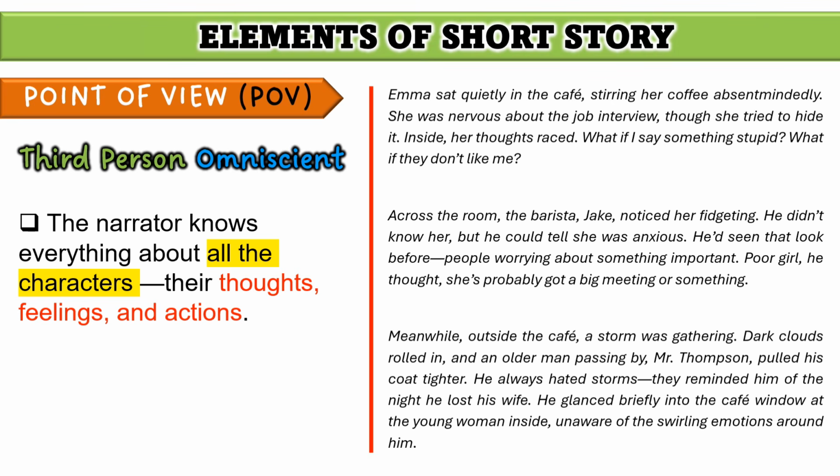In this third-person omniscient point of view, the narrator knows the thoughts and feelings of multiple characters, Emma, Jake, and Mr. Thompson, and can jump between their perspectives. This gives the reader a broad view of what's happening in the scene.